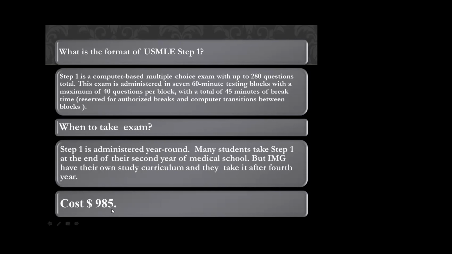The total cost for the USMLE Step 1 exam is $985. There is also a registration fee, which is around $125 or $150. That's for the ECFMG registration. But for Step 1, you need to pay around $985.